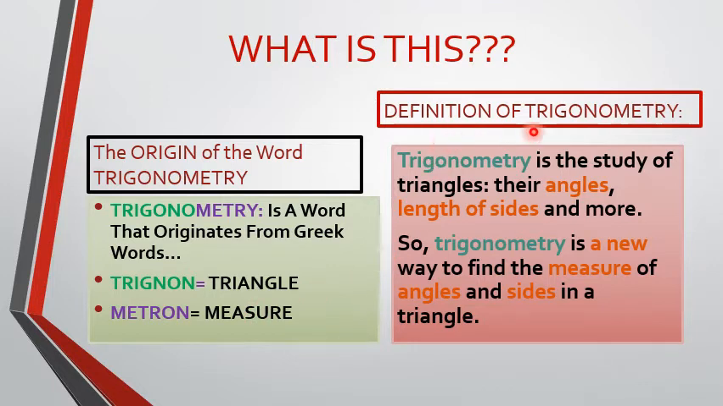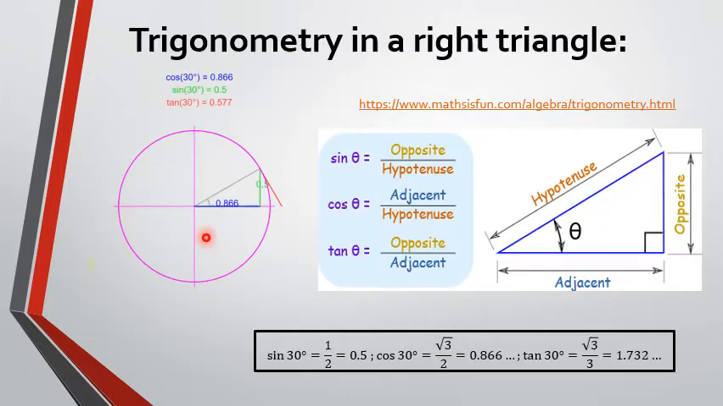What is the definition of trigonometry? Trigonometry is the study of triangles according to the measures of their angles, length of sides, and more. So trigonometry is a new way to find the measure of angles and sides in a triangle. We're going to start studying trigonometry in right triangles.